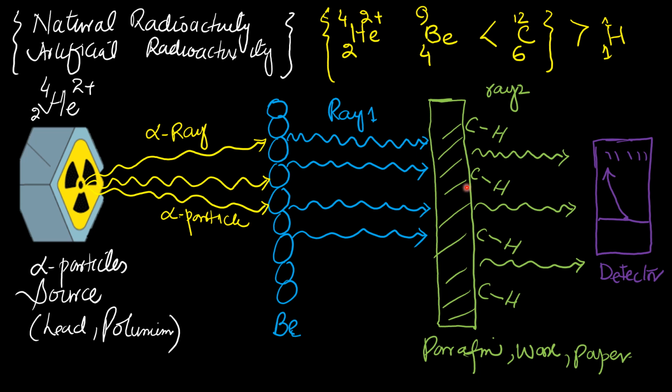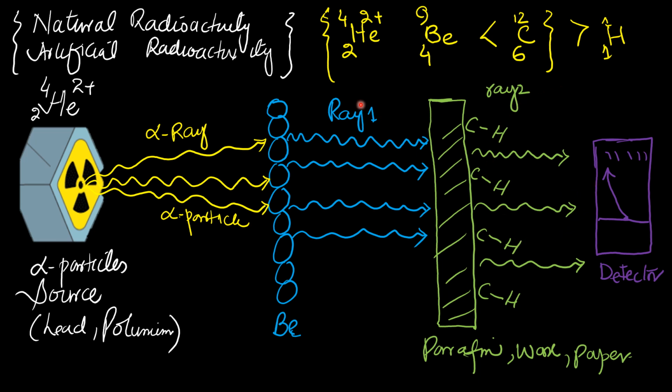So now, how can we say that ray 1 is a neutron, that their mass is equal to the mass of a proton? We can say this on the basis of the law of conservation of momentum. According to the law of conservation of momentum, the total amount of momentum remains conserved. Initial momentum must be equal to the final momentum.